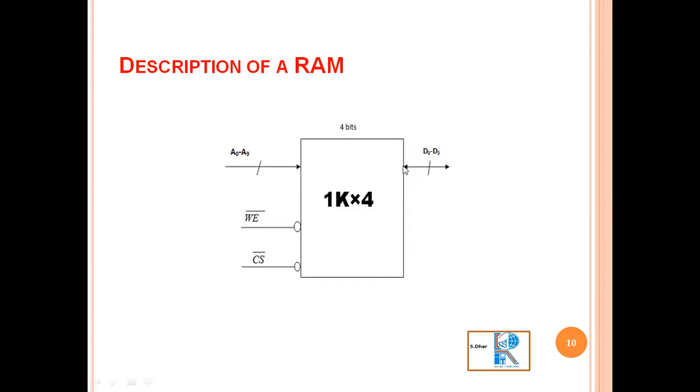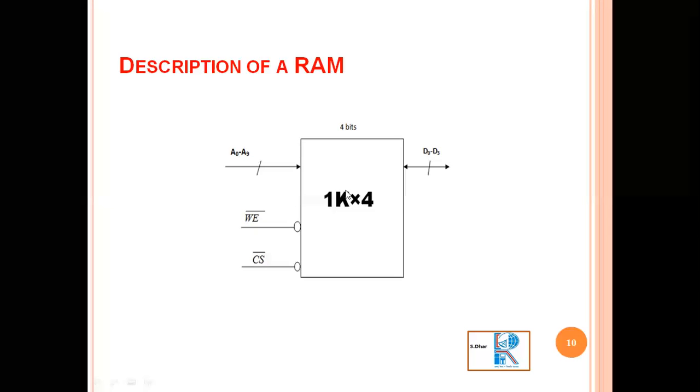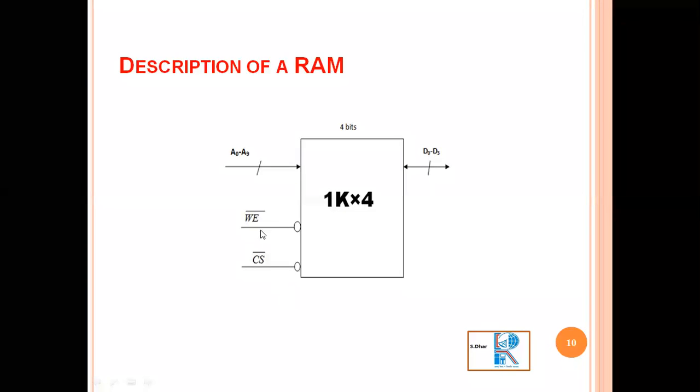Here I have again given one wire and this slanting line, which means this is a bus. The bus consists of D0, D1, D2 and D3. So this is the specification of the RAM, which contains 1K addresses and a data width of 4. So this is 1K into 4. There are two other signals, WE bar and CS bar.